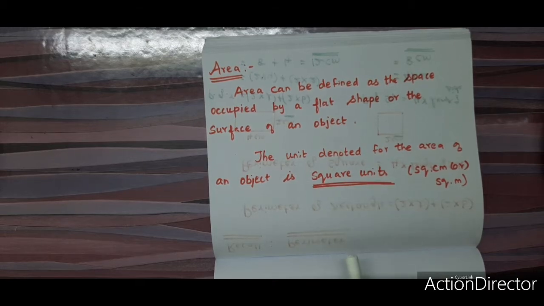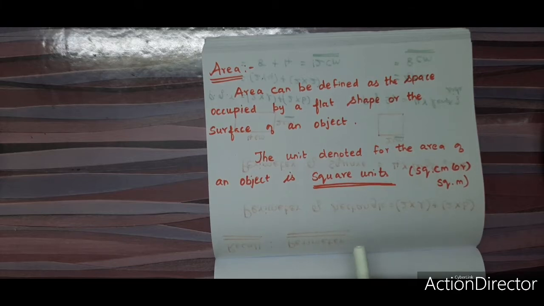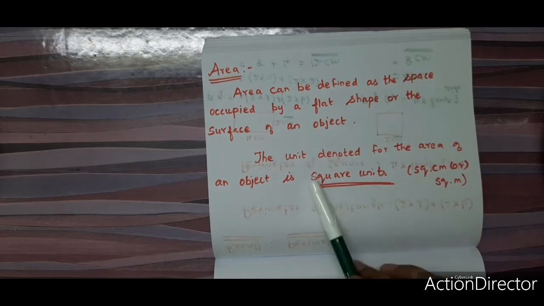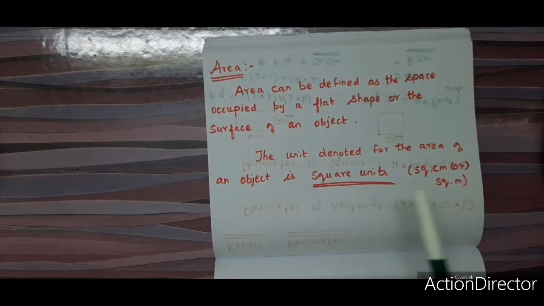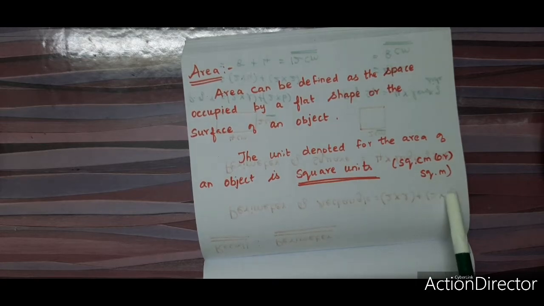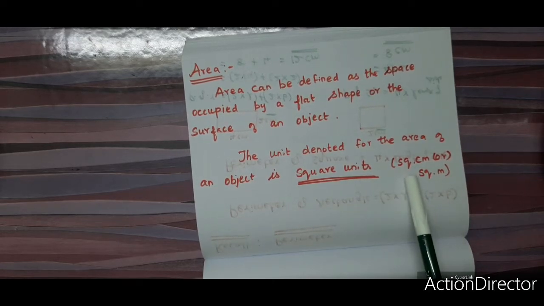So every time while finding perimeter, while writing the answer, you will put centimeter or meter at the end. For area you will write square centimeter, square meter. You will include the word square, so you will write sq. centimeter or sq. meter. For square, the short form sq. we are writing.